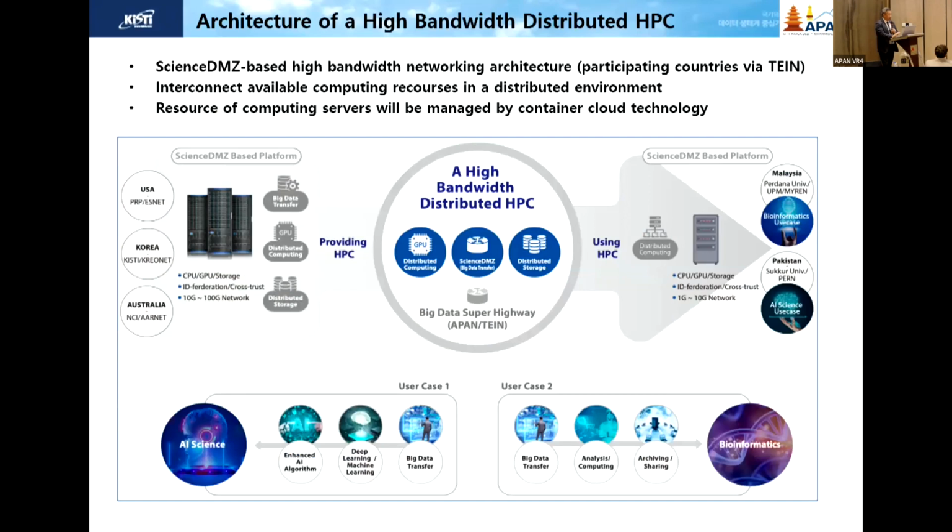In step one, a Science DMZ-based high bandwidth networking architecture is designed in participating countries via TEIN. In step two, we will interconnect available computing resources in a distributed manner. In step three, the resources of the computing service will be managed by container cloud technologies. It means Kubernetes.